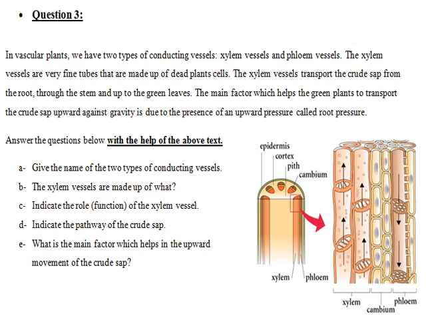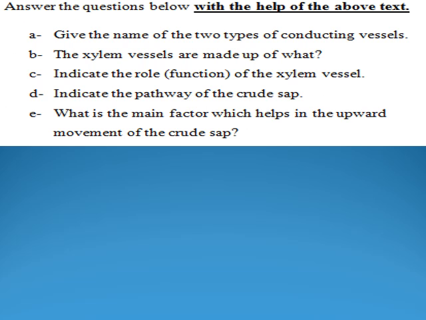Answer the questions below with the help of the above text. This is the highlighted one, the underlined one, the bold one. Using the above text, you have to answer. Question number 1: A, say the names of the two types of conducting vessels. B, the xylem vessels are made up of what? What are the components of the xylem vessels? C, indicate the role, which is the function of the xylem vessels. D, indicate the pathway of the crude sap. E, what is the main factor which helps in the upward movement of the crude sap? Let's start with the first part. A, give the names of the two conducting vessels.